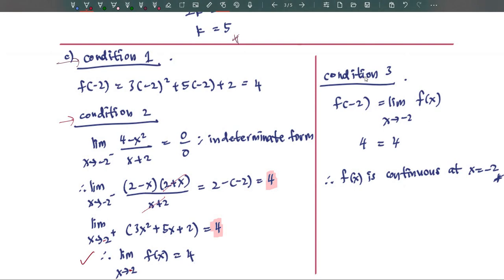And then for the third condition here, we need to show that f(negative 2) is equal to the limit of f(x) when x approaches negative 2. So f(negative 2) is 4. The limit of f(x) when x approaches negative 2 is also equal to 4. 4 is equal to 4 and therefore f(x) is continuous at x equal to negative 2.